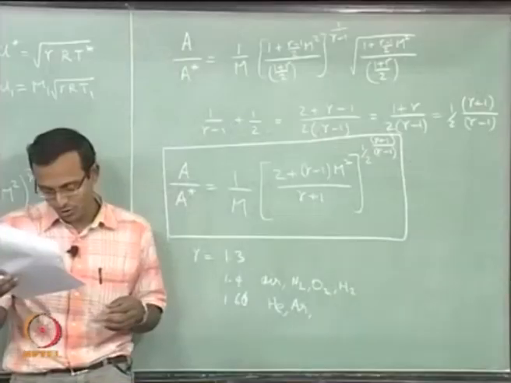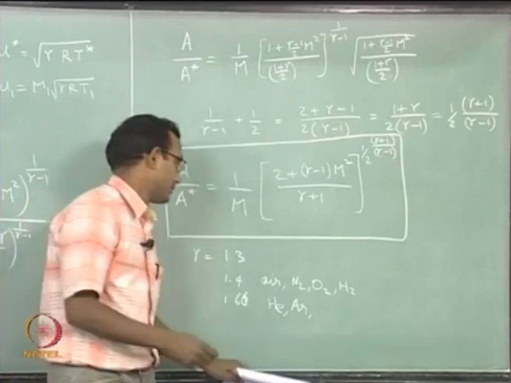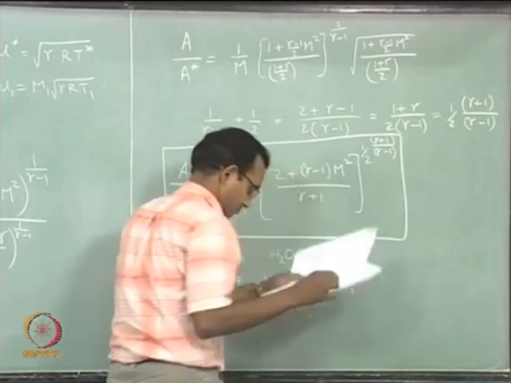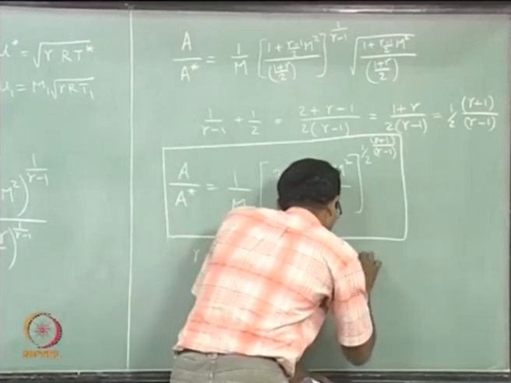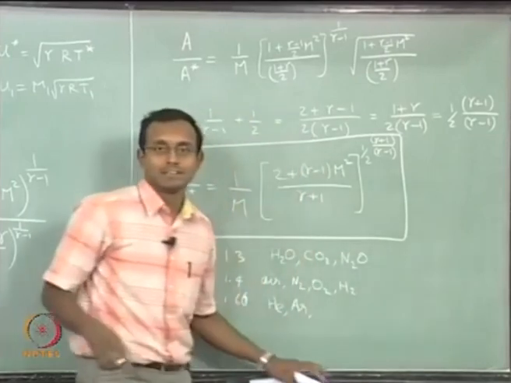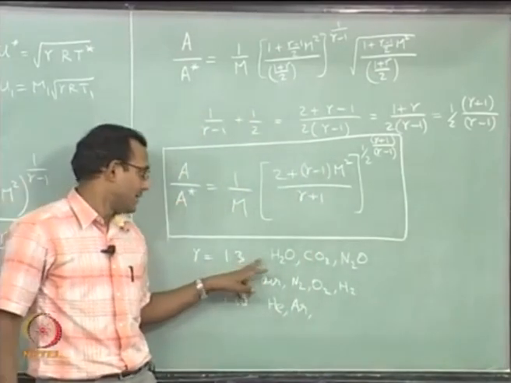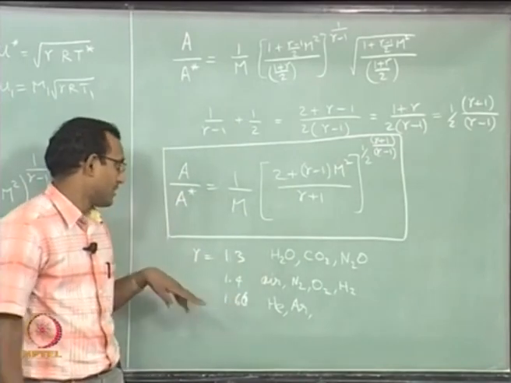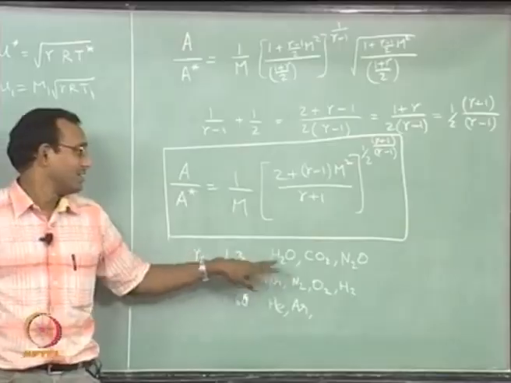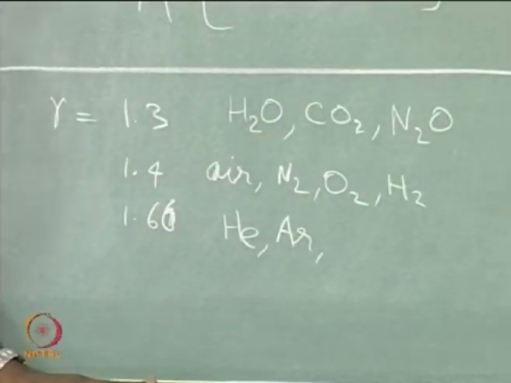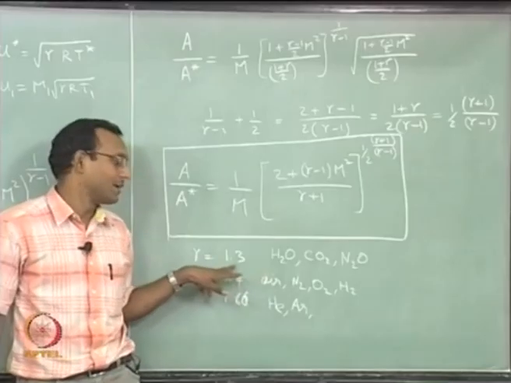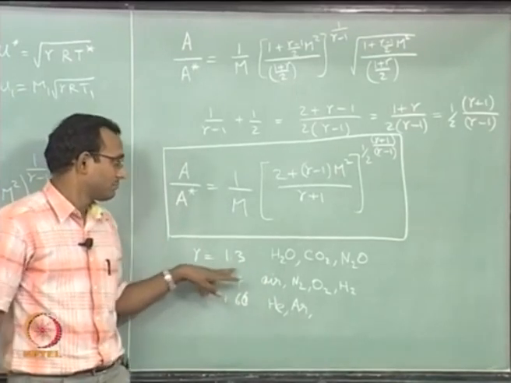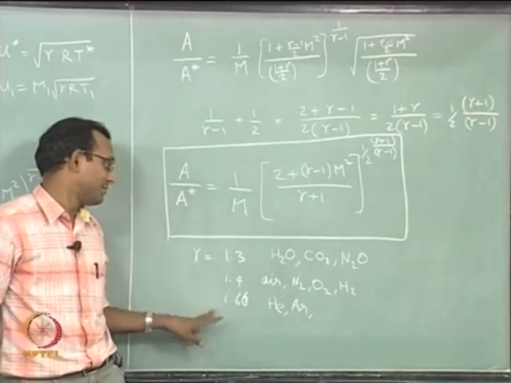If I have slightly more complex molecules, say H2O, CO2, N2O, etcetera, then they will not exactly be 1.3, but they will be close to 1.3. Say for H2O, I think it is 1.31, while CO2 is something like 1.29 something. Okay. It will roughly work, 1.3 will work close enough. Okay. So, people have listed these three very common stuff.